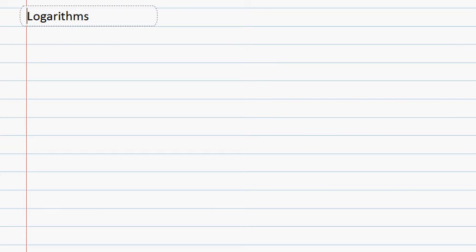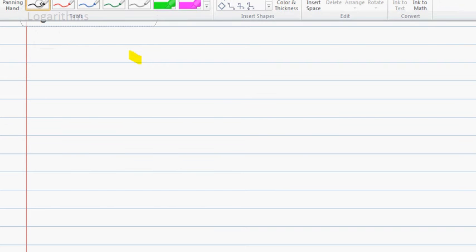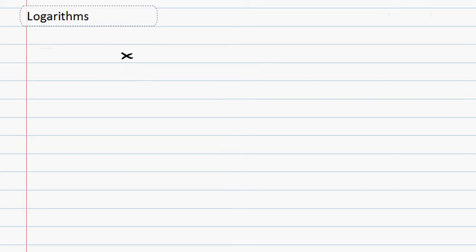Now we start into the world of logarithms. Logarithms were created because we had a problem. When we have something like x squared equals 4, we know that to undo the square, we square root both sides. And then we have x equals 2, plus or minus 2.